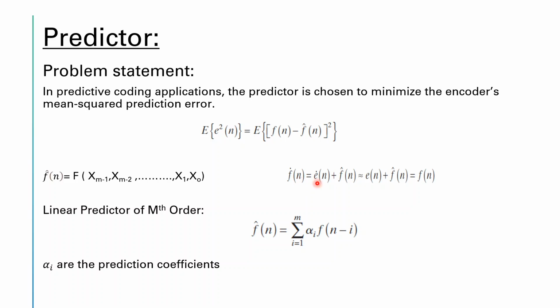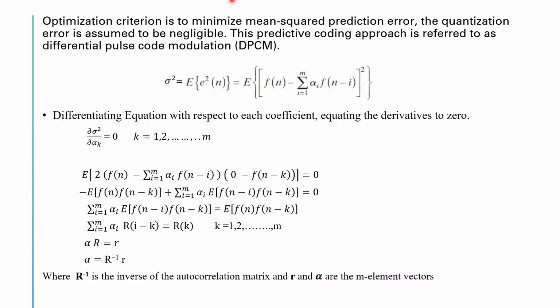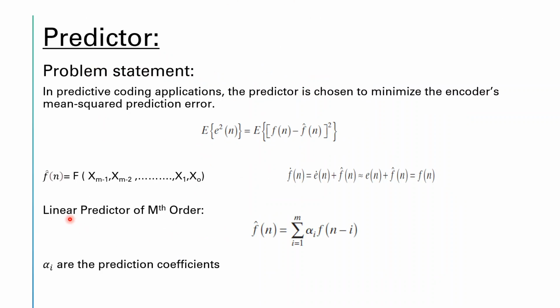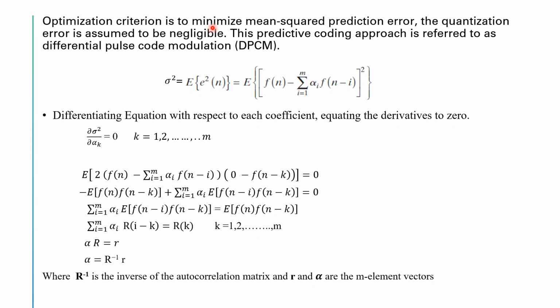So we want f(n) to be nearly equal to f cap of n, and we use a linear m-th order predictor, where alpha i is the prediction coefficient. We need to determine the alpha i prediction coefficients for the m-th order prediction filter, or linear predictor. This is an optimization problem in which we minimize this term, and this coding approach is referred to as DPCM. It is used in DPCM for generating the alpha i prediction coefficients.